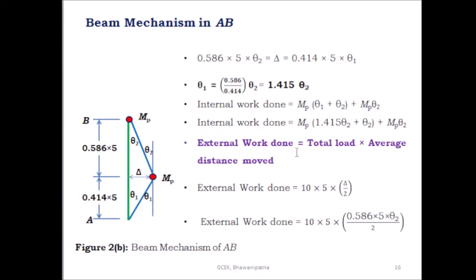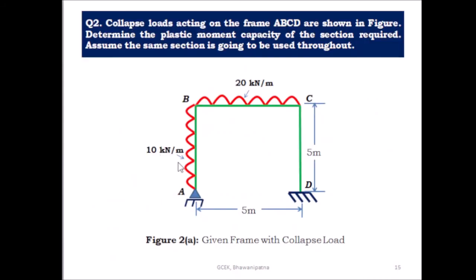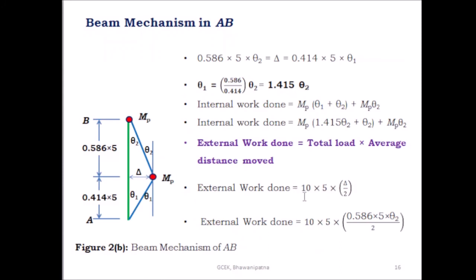The external work done can be found by multiplying the total load with the average distance moved. So the external work done is based on the collapse load present on the vertical member. Here it is 10 kilonewton per meter, and the length is 5 meters, so the total UDL is equal to 10 into 5. Then what is the average distance moved? Here the virtual displacement is delta, so the average virtual displacement is equal to delta by 2. So this is the external work done due to the uniformly distributed load.